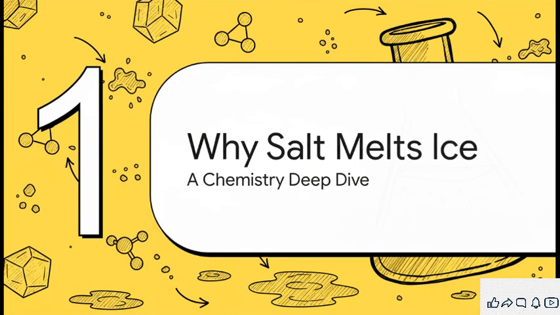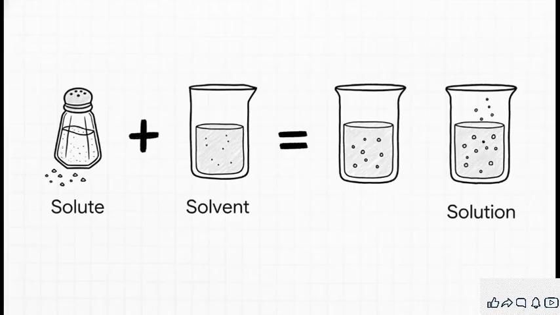So, let's break down the mechanics. Why exactly does salt melt ice? The answer is all about how dissolving something can completely change the rules for a liquid. Okay, so to get this, we need to know two key players, the solute and the solvent. The solute is the stuff that gets dissolved, that's our salt, and the solvent is the thing doing the dissolving, in this case, water. Now, when you mix them, you're not just making salty water, you're creating a brand new solution that plays by a whole different set of rules.